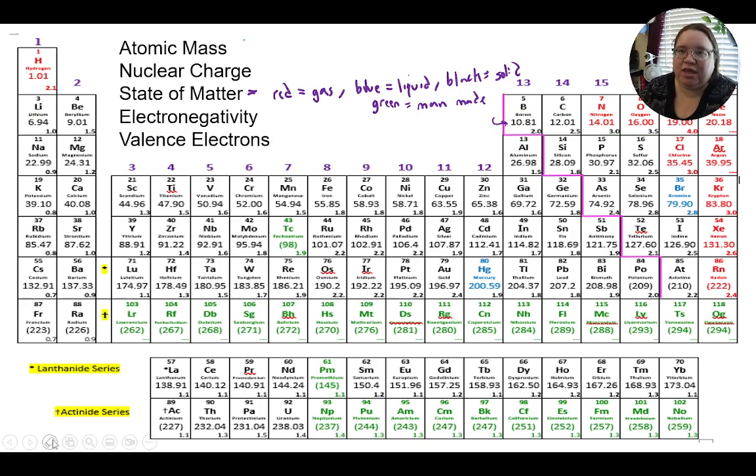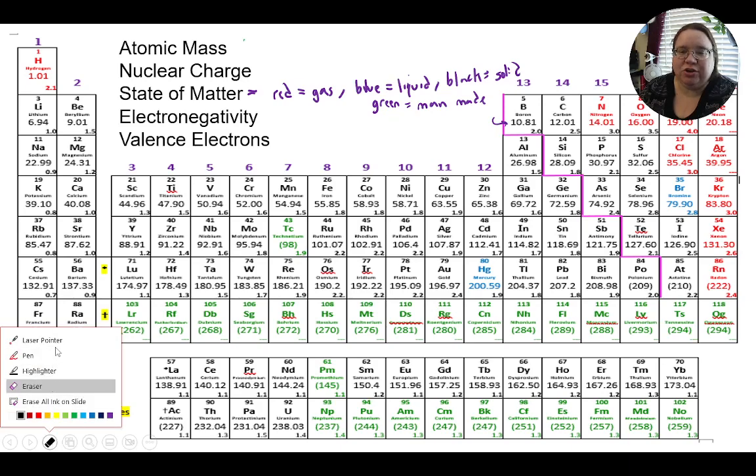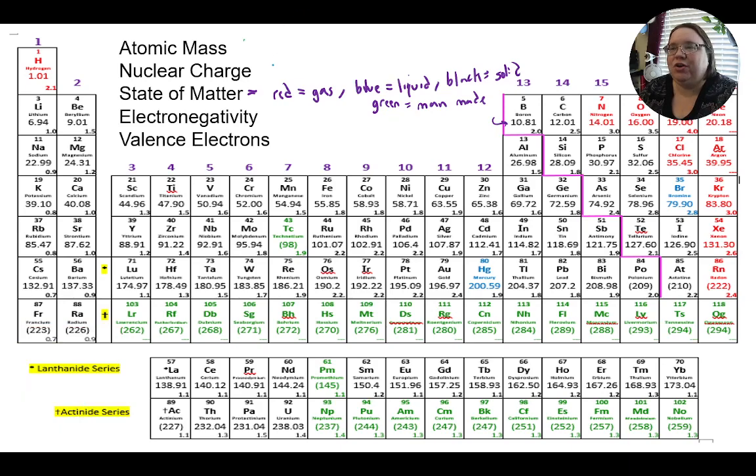Same thing with nuclear charge. Remember, the nuclear charge is just based on your number of protons. And your number of protons equals your atomic number. Because periodic law says to put them in order by atomic number, my atomic number also increases across and increases down. So these two things have the exact same trend.